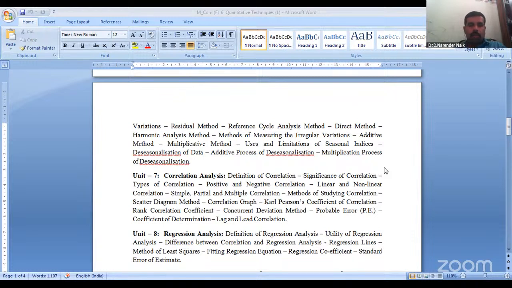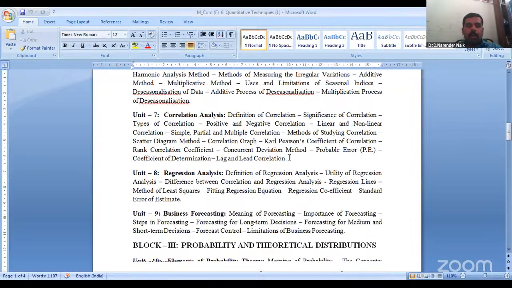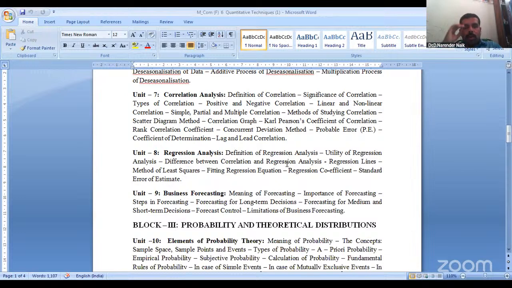What are they? The first one is scatter diagram method, correlation graphical method, Karl Pearson's coefficient of correlation, rank correlation coefficient, concurrent deviation method, probable error, coefficient of determination, lag and lead correlation. So this is about the theory, and there is a problematic part from the correlation analysis chapter. Then in addition to that, the next one in block number 2 is regression analysis.